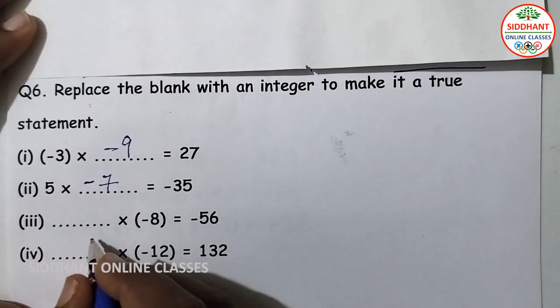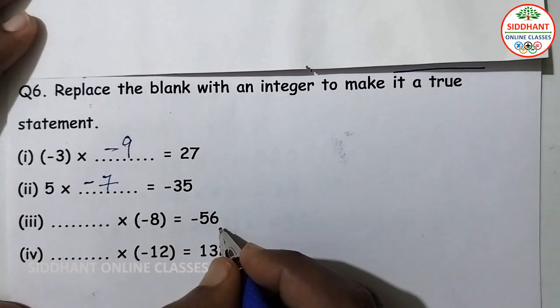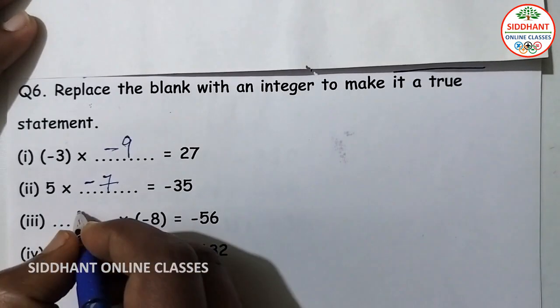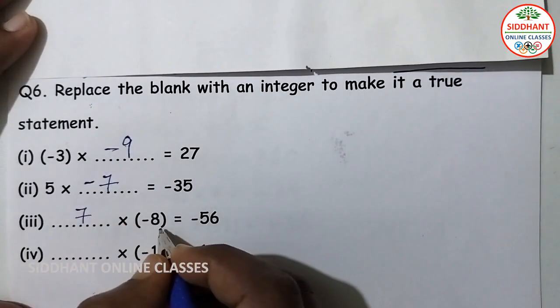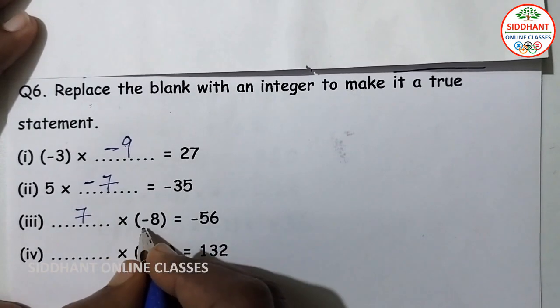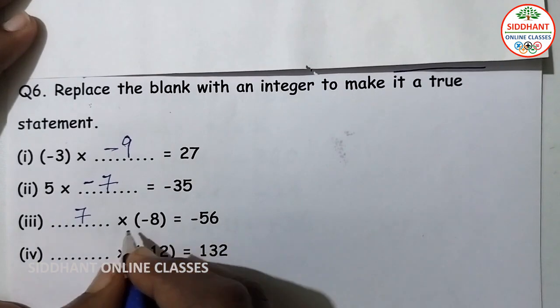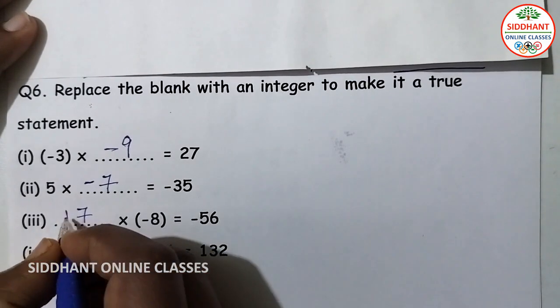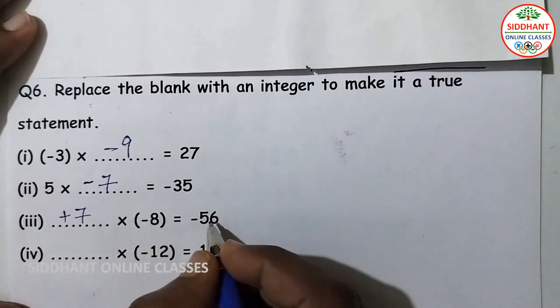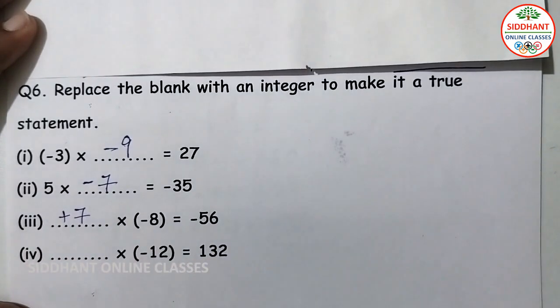Next, third one, dash into minus 8 is equal to minus 56. So when you multiply 7 with 8, we get 56. And the sign, the answer is minus and here minus, so we have to multiply with the plus. Plus into minus, minus. So plus 7 into minus 8, that will be minus 56.